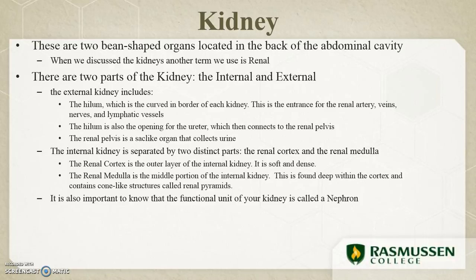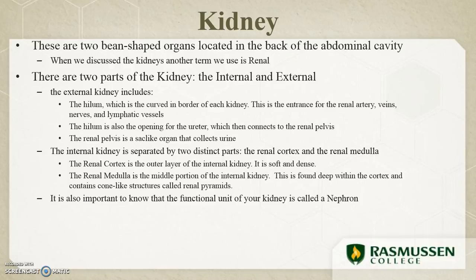The internal structures of the kidney are separated by two parts, either the renal cortex or the renal medulla. The renal cortex is the soft, dense outer layer of the kidney. The renal medulla is found deep within the kidney and forms what we call the renal pyramids.